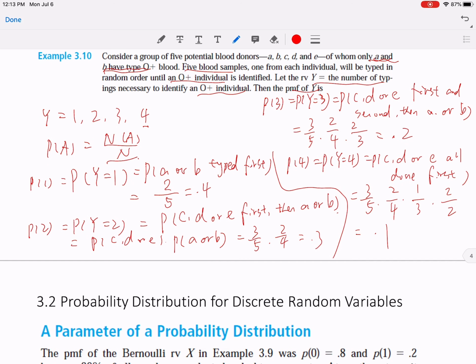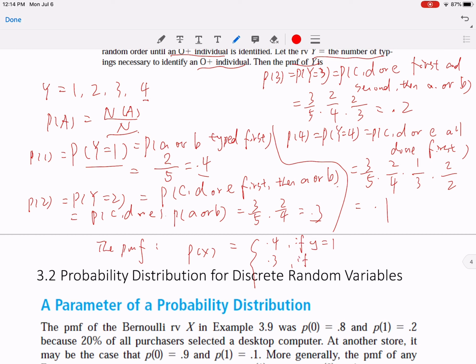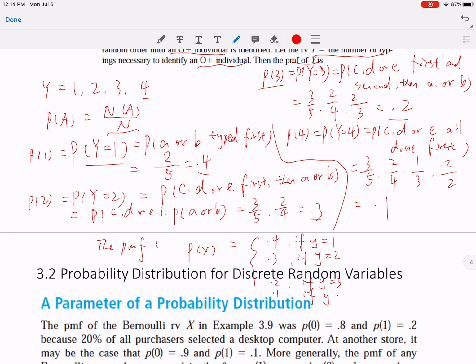Now once we get all of the probabilities and the possible outcomes, we can say that the PMF P of x, of course y could be 1, 2, 3, 4, is equal to 0.4 if y is equal to 1, and then 0.3 if y is equal to 2, and then 0.2 if y is equal to 3, and then 0.1 if y is equal to 4, and then 0, don't forget that, otherwise.